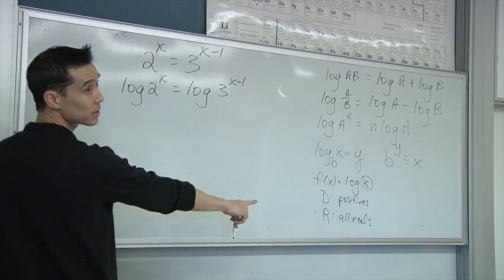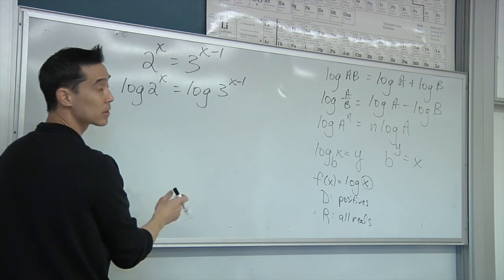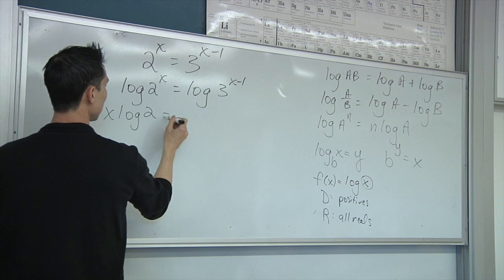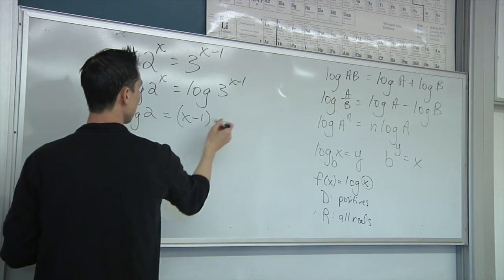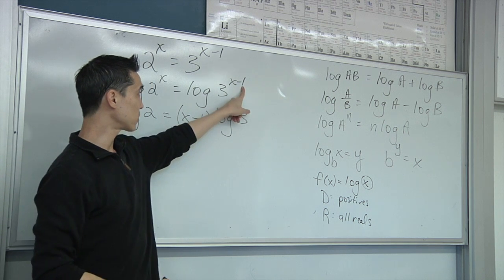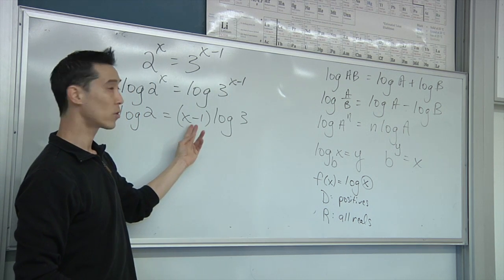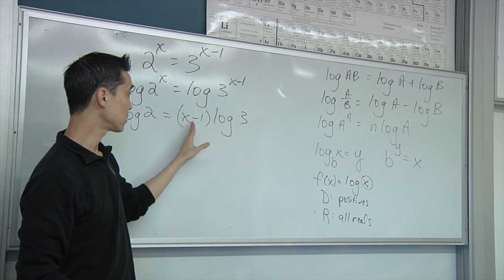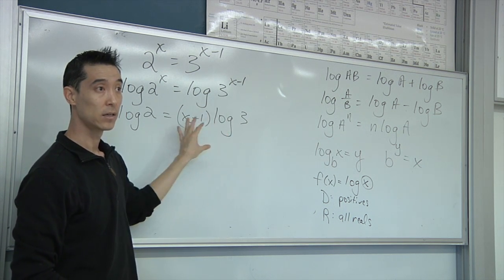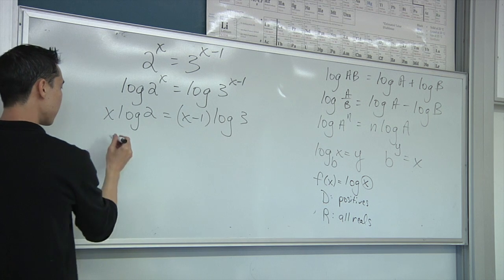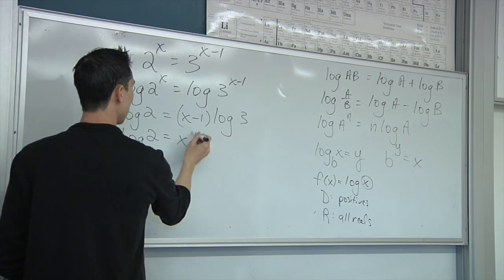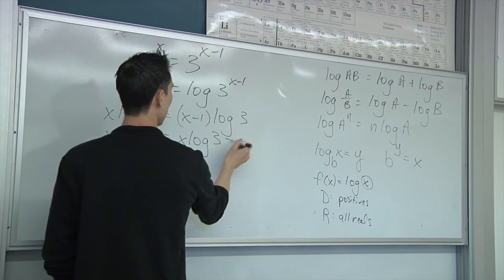Again, you guys have to memorize these, right? These things are going to carry you through this section. X times log 2 equals x minus 1 times log 3. Now, unfortunately, because I have x minus 1 here, this is more than one term, right? So x goes with log 3 and 1 goes with log 3. It's a distribute, okay? So go ahead and distribute out the right side there. We have x log 2 equals x log 3 minus log 3.